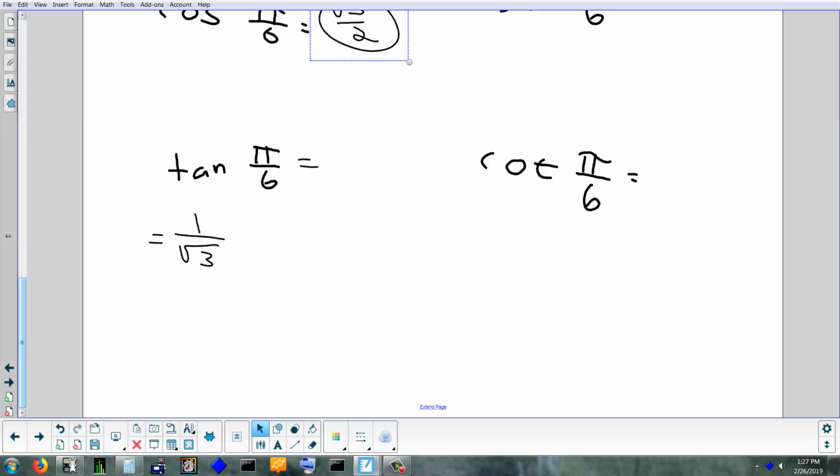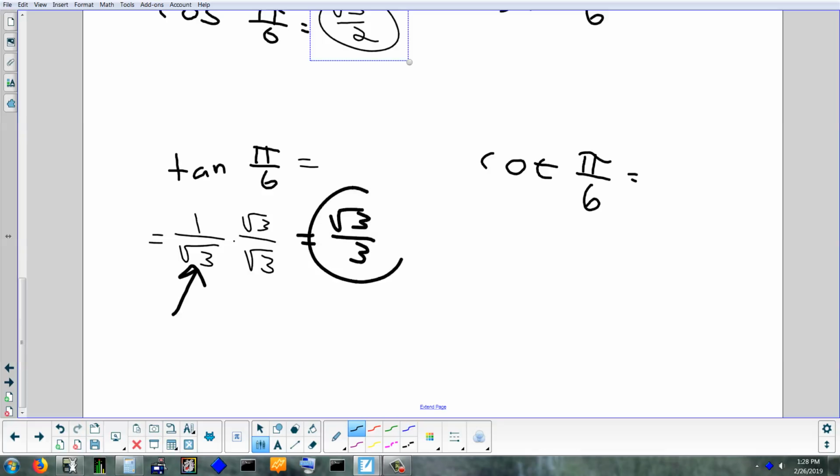All right, and what should I do there? Multiply by square root of 3 on both. Multiply by square root of 3 on the top and on the bottom. I'm just going to put an arrow pointing to what we had originally, because I want you to keep that number in mind, 1 divided by the square root of 3. And now we're fixing it. So there's my answer. Square root 3 over 3.